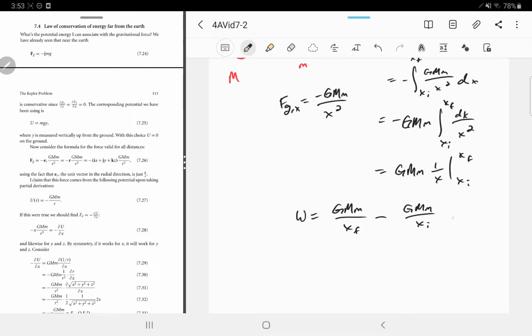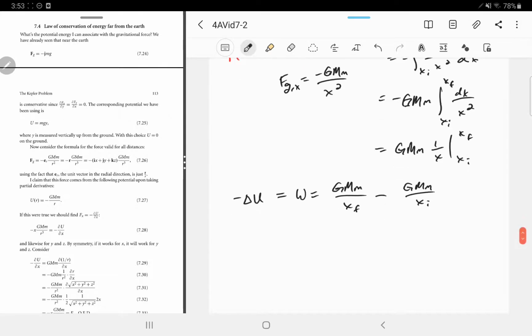Now, I want you to remember that the work done by a conservative force is minus the change in potential energy. If you don't remember that, you might want to go back to when we talked about that in chapter 5, or maybe ask about that. So the work done is minus the change in potential energy, so minus delta U.